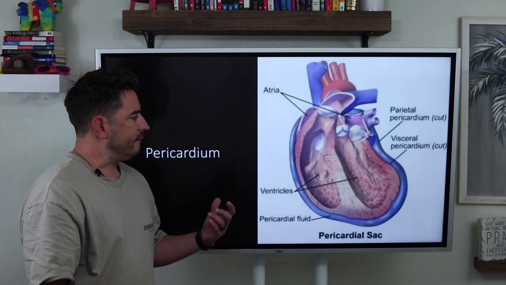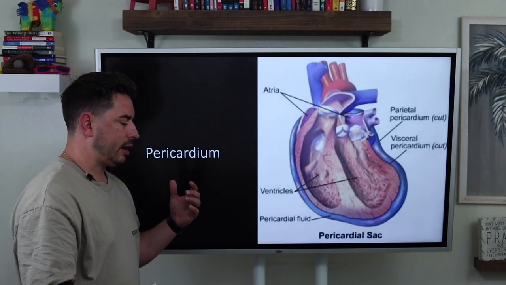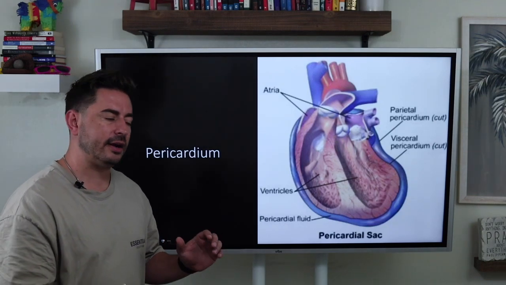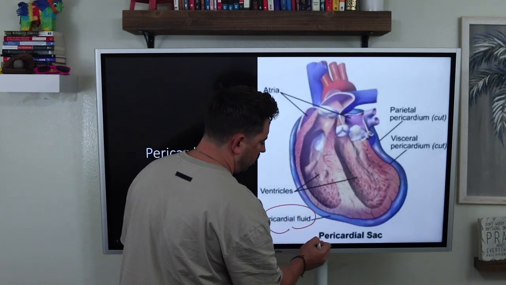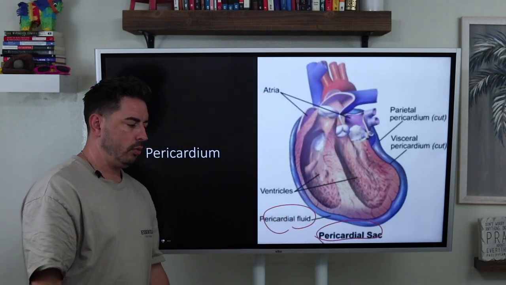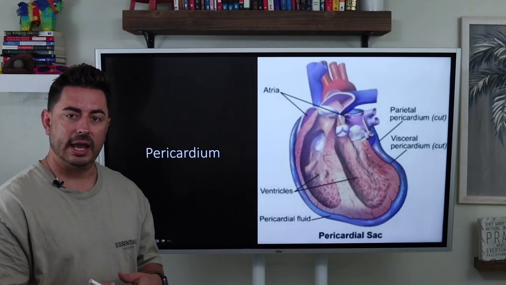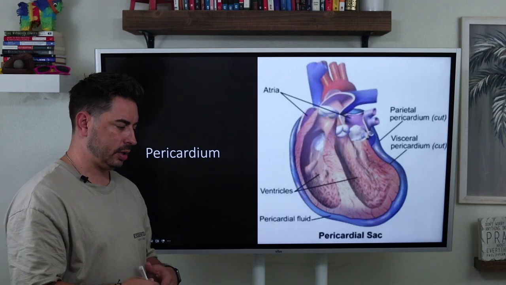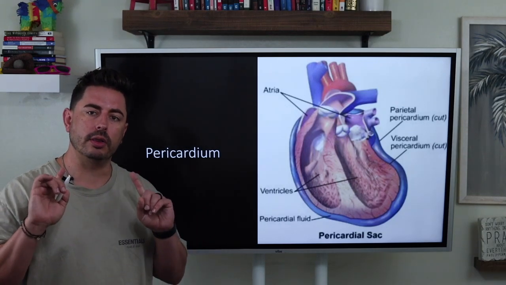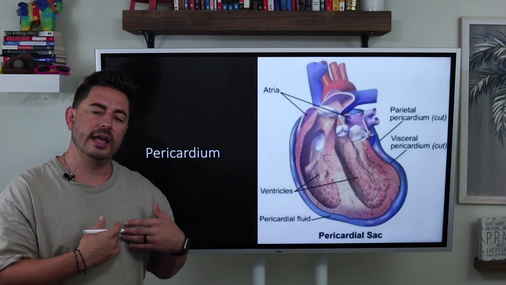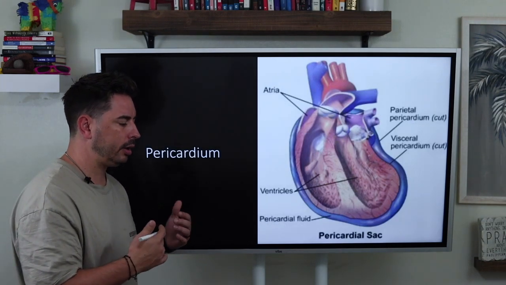So one of the conditions that we're going to talk about is pericarditis. We just talked about the fact that there could be an infection here with the pericardial fluid or the pericardial sac. When we have an infection or inflammation in that area, we get what's called pericarditis. Now, when we have pericarditis, one of the ways that we can identify that is by listening to the heart.